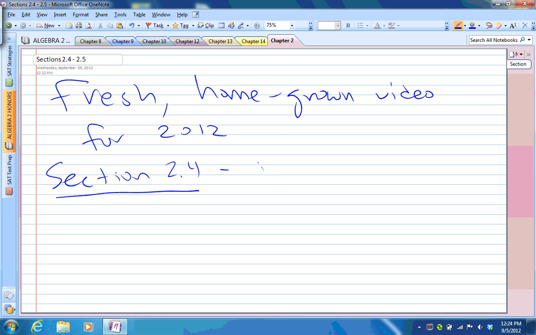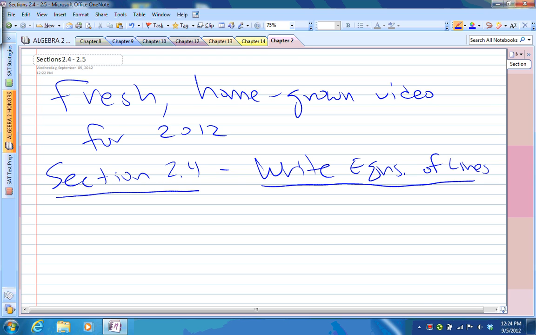For section 2.4, the title of that section is Write Equations of Lines. And I would say that this is probably one of the most important sections of chapter 2, simply because it plays a crucial role in pre-calculus, and believe it or not, we use this concept often in calculus. So I want to make sure you guys are getting this really good, and we'll do some practice after you watch this video. So I'm going to do 5 examples. But before I do the 5 examples, some things you need to know.